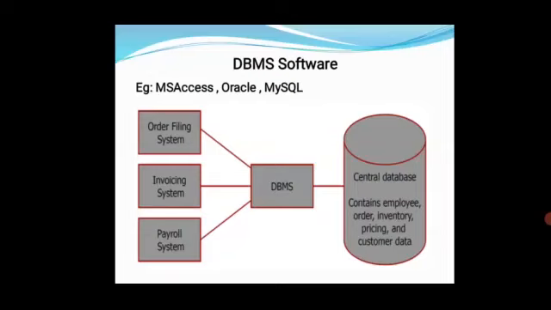See here, order filling, invoice system, payroll. Payroll means here employee details we are storing. Invoice means receipt, that means receipt related details we are storing, pricing, everything we are storing. Then the order filling system: products ordered, what type of details we will store, then customer details, everything we are maintaining in this order filling system. So all the data are stored permanently in this database.